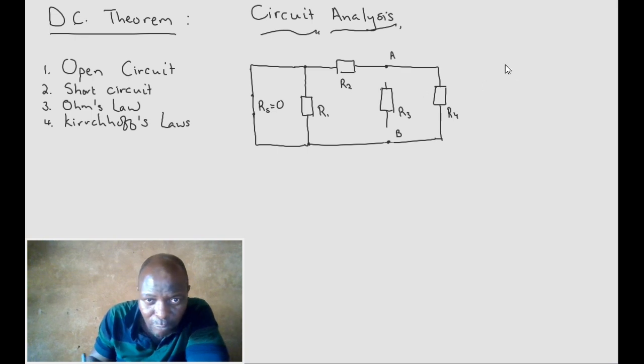Now, if we want the total resistance here for this scenario, let's call it R parallel, because of the supply. Our R parallel will be 0 times R1, and it doesn't matter the value of R1, that's still going to give us a 0, over 0 plus R1. Again, it doesn't matter the value of R1. Our total parallel resistance will be 0.